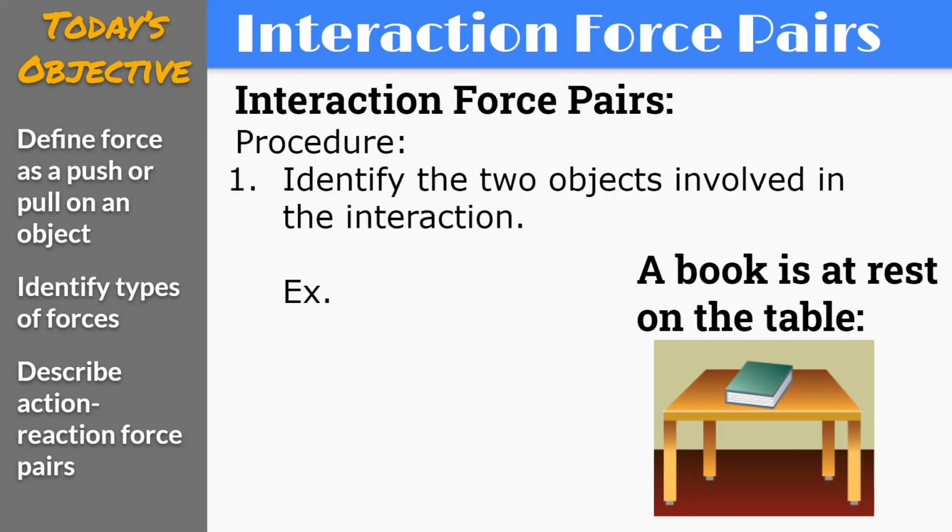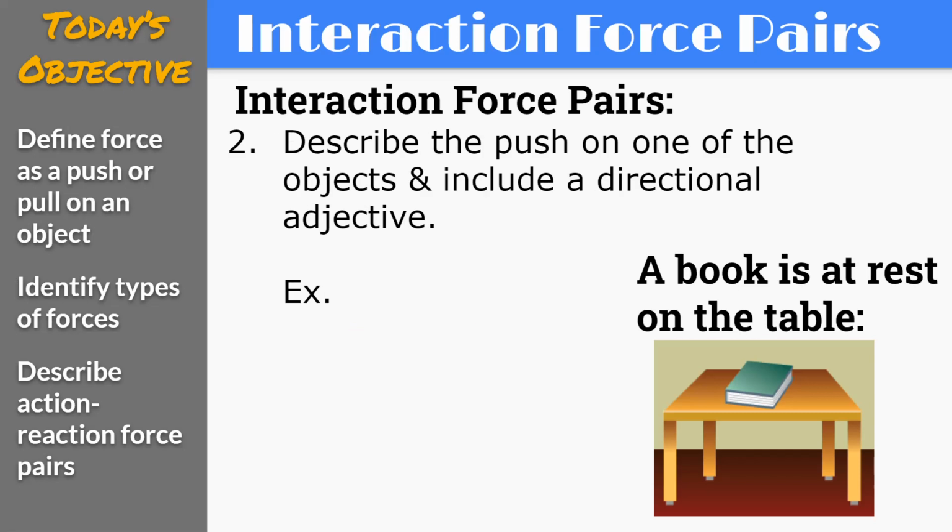Okay, so let's see if we can write out some interaction force pairs. So I have an example here that says a book is at rest on a table. And if you're trying to write out your force pairs or identify what they are, your first step is simply to identify two objects in the interaction. So in this case, I'm just going to go with the book and the table. Could I have picked other things? Sure. There's a floor. There's the earth that these are all on. Okay, but for this example, we're going to pick two of the objects. And it's probably going to be pretty clear most of the time which two you're going to be looking at based on how the question is worded. But here I'm just looking at the book and the table.